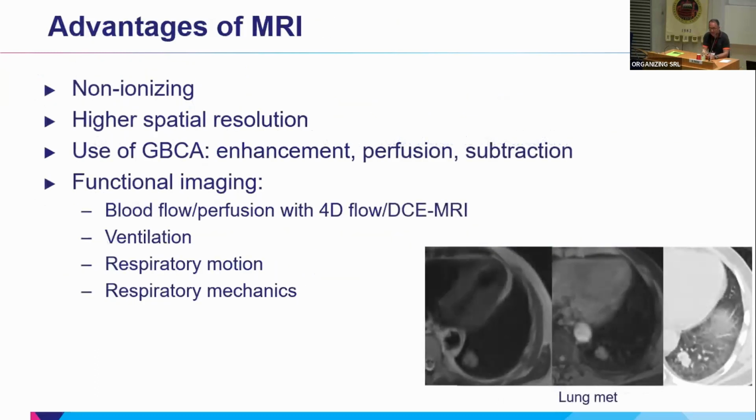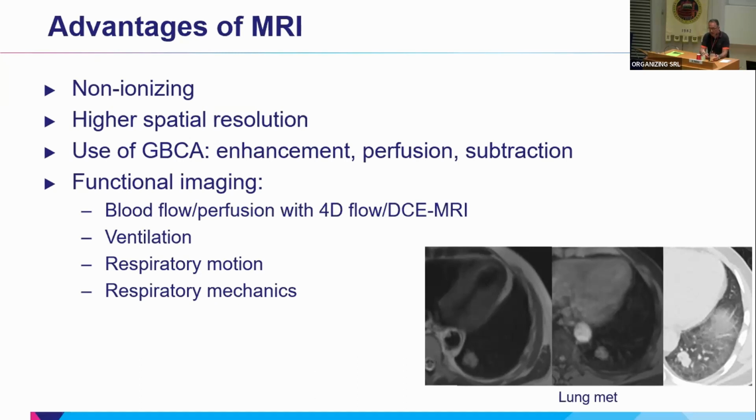So there are many advantages to MRI compared to CT. Of course, the most important one is its non-ionizing technology. It's based on magnetic resonance imaging of H1, basically of the protons in the body with radio frequency acquisition. It has a higher contrast resolution, but lower spatial resolution compared to CT.